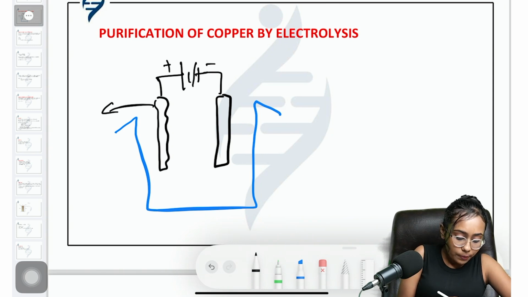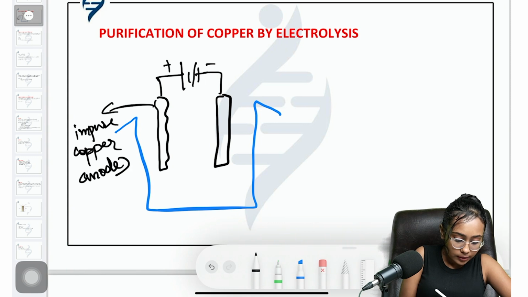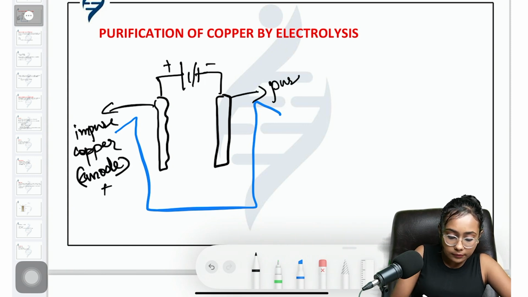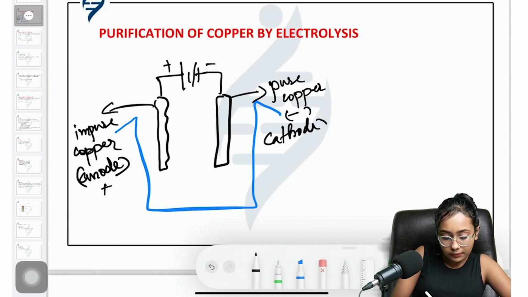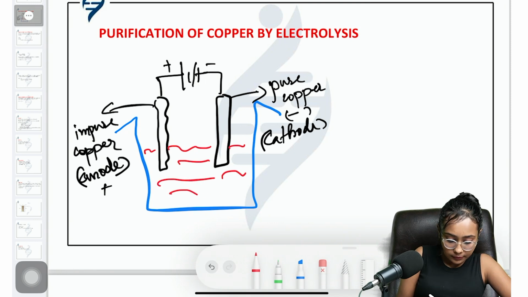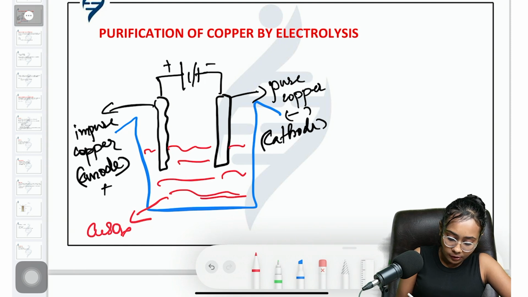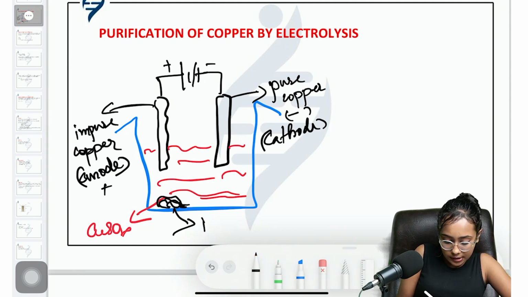So this is the impure copper, which is actually the anode, having positive charge. This is the pure copper, which has negative charge, and it's the cathode. I have an electrolyte here, and maybe it is copper sulfate. Also, some amount of impurities from the impure copper is deposited here, that is the impurities.